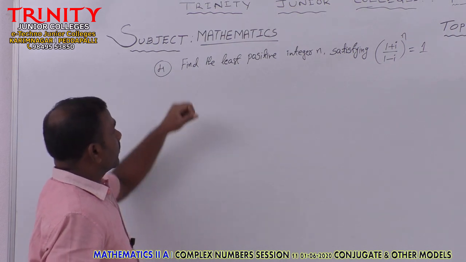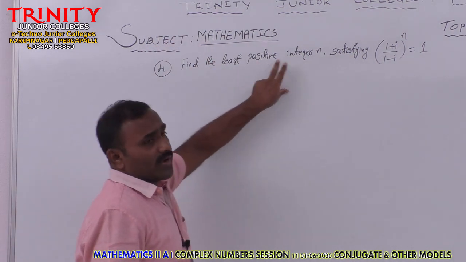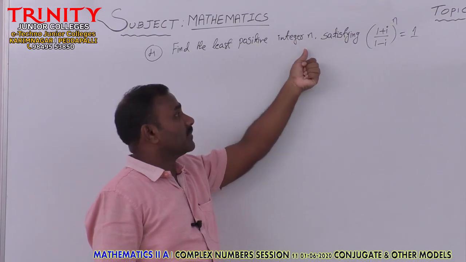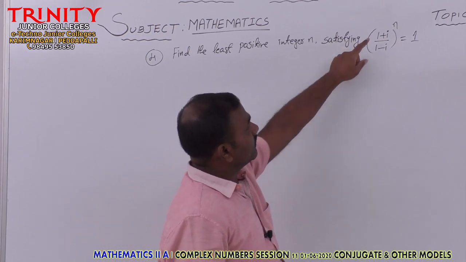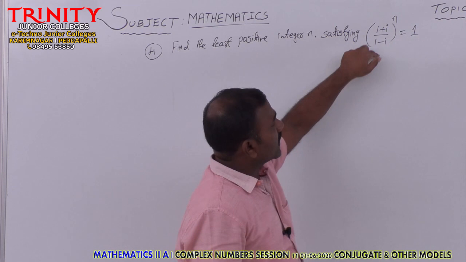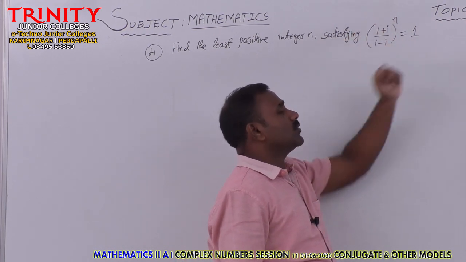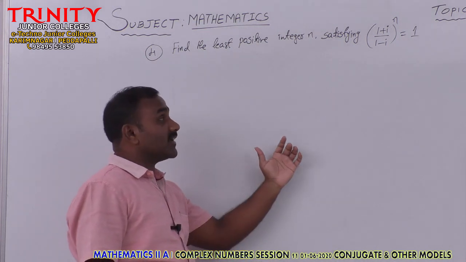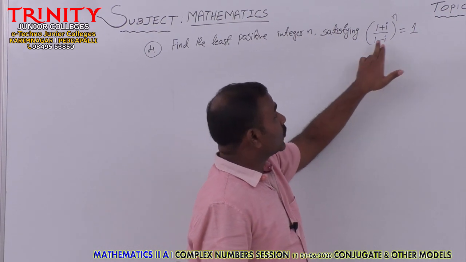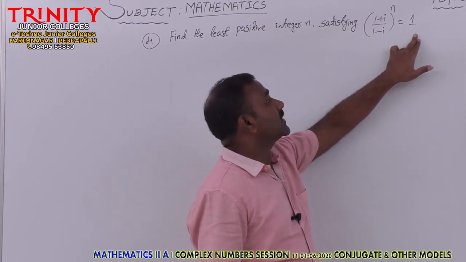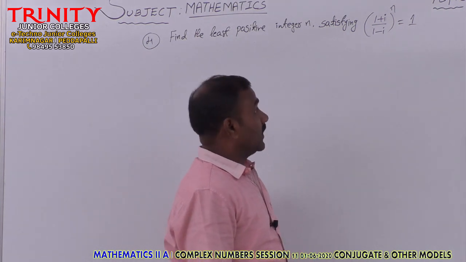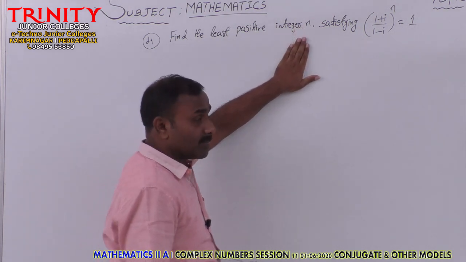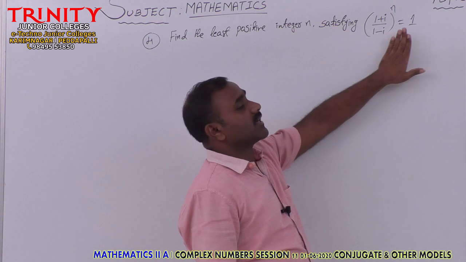One more problem. Find the least positive integer n which satisfies the condition ((1 + i)/(1 − i))^n = 1. He was not asking us to show that this is equivalent to 1, which is a wrong observation. Here he was asking for the least positive integer n which satisfies this condition.